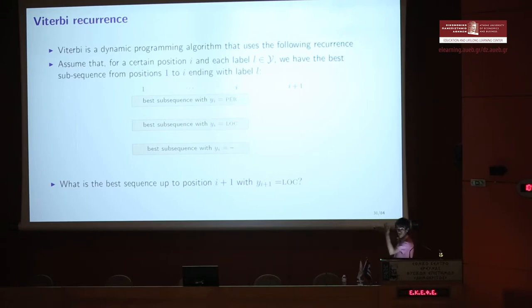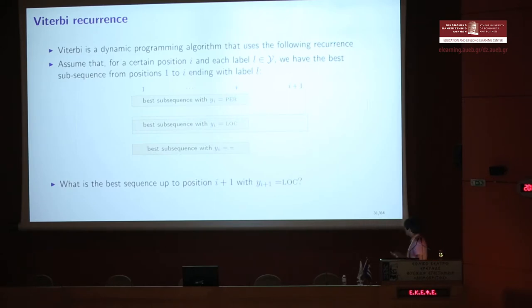And I'm maintaining three subsequences that carry the best, okay? So this is the best subsequence from the beginning to position I that ends with person. This is the best subsequence that ends with location. This is the best subsequence that ends with nothing. So for each possible label at its position, I have this thing. Now I'm asking, say I'm given that, right? And I'm asking, what is the best sequence up to this next position? Okay, so how can I augment these sub-problems into a larger one?